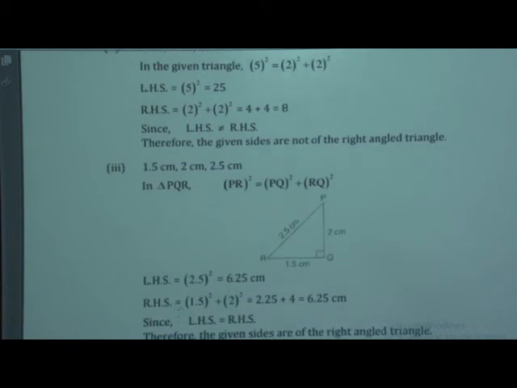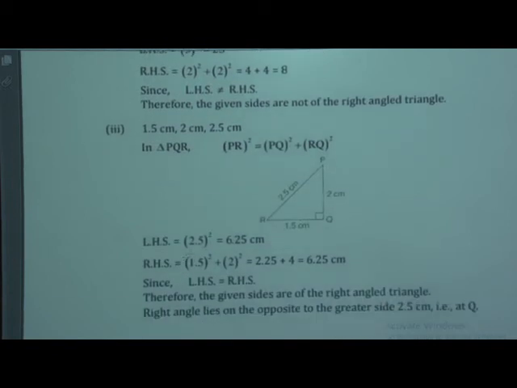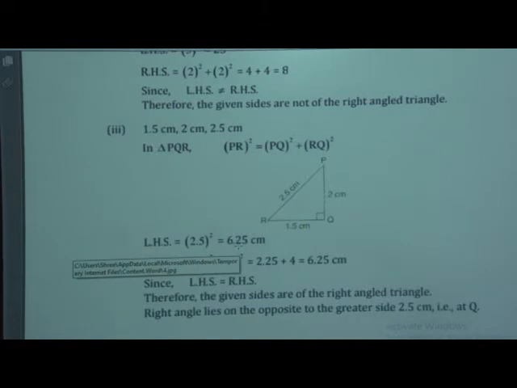So we will find the square of 2.5 centimeter, which is 2.5 multiplied by 2.5, or we can think in the mind that 25 square is 625. But we are having a decimal here, so we have to leave 2 digits and put a decimal point. So it is 6.25 centimeter.